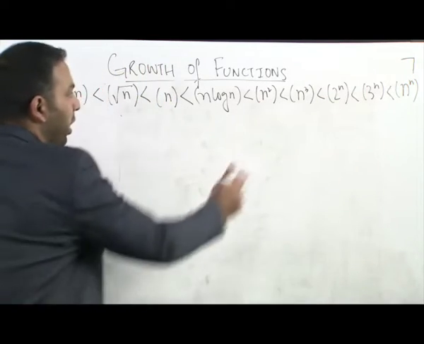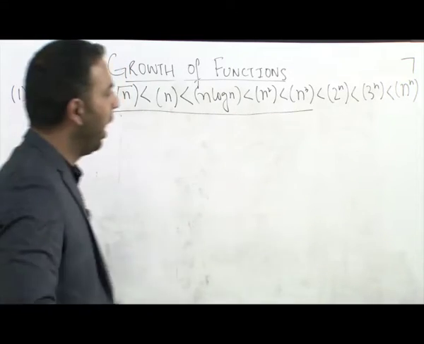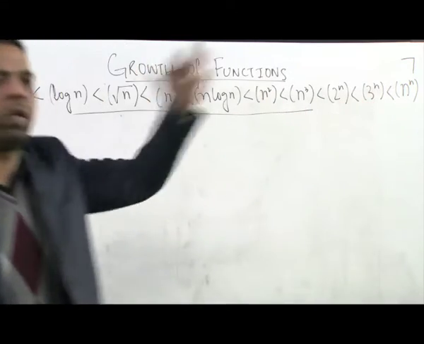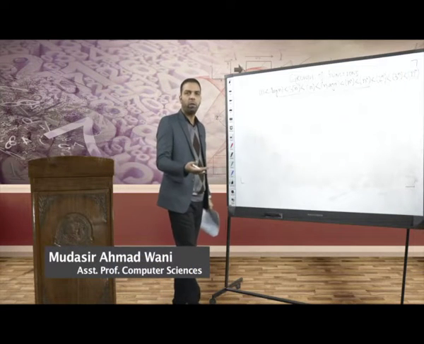Up to this point, these are called polynomial times, okay? So these are polynomial times, and after this, we have exponential, meaning 2 raised to the power n, 3 raised to the power n, n raised to the power n, okay?